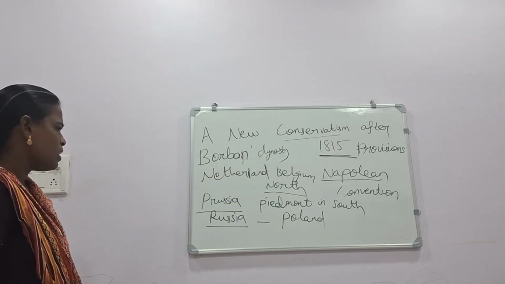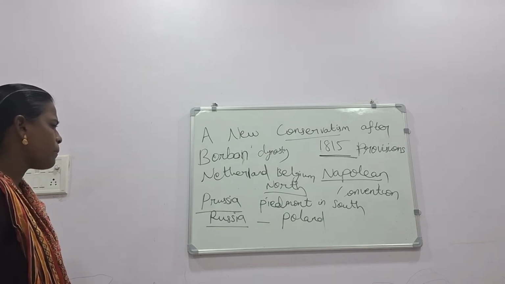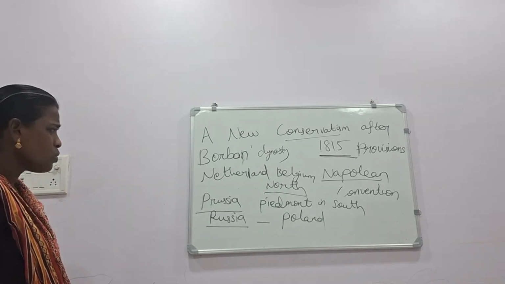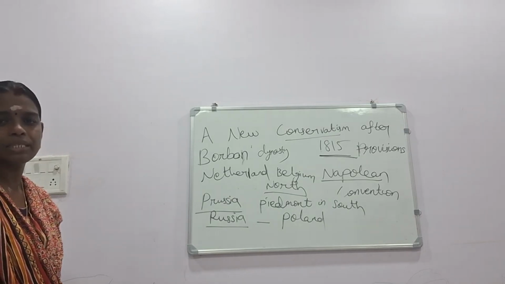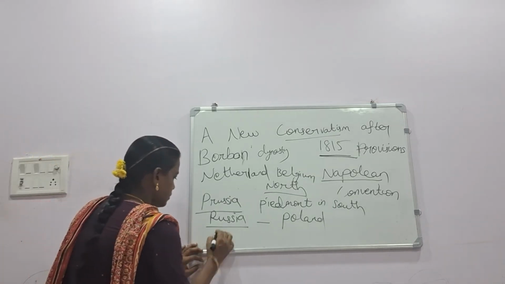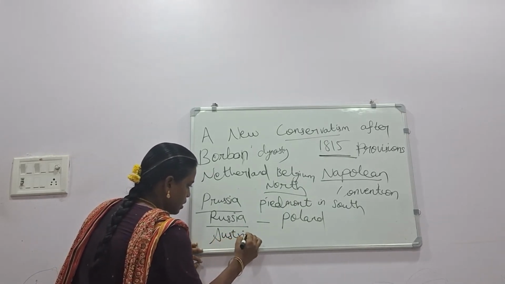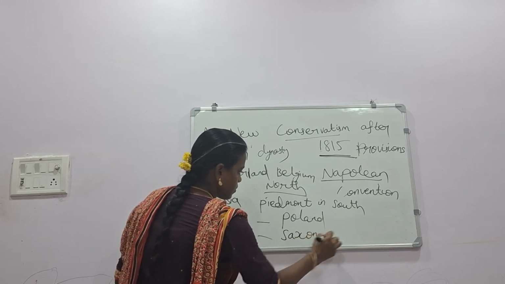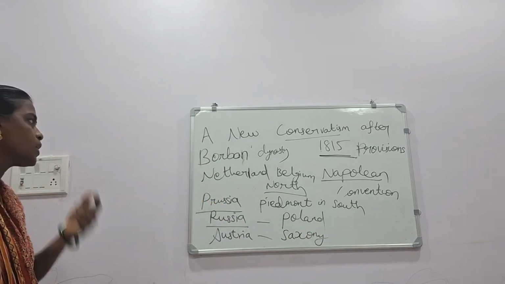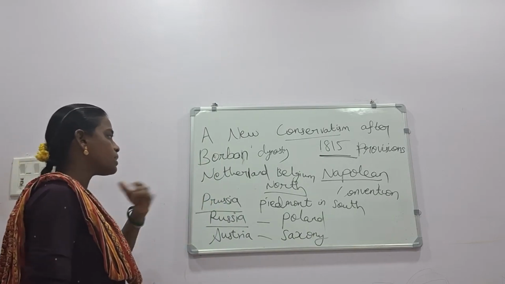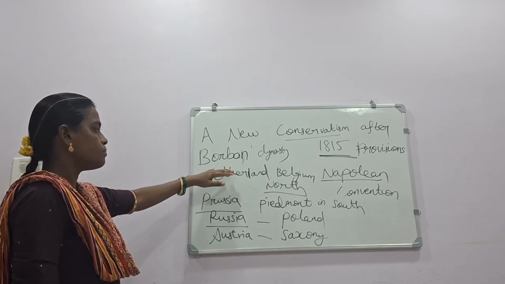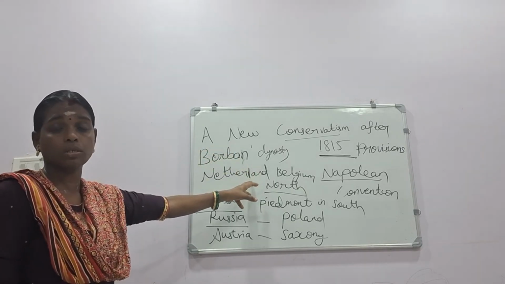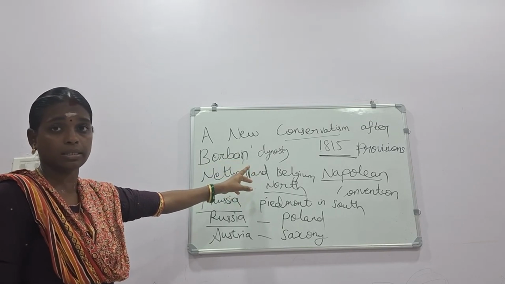Then the last thing will be Austria. Austria became a part of Saxony. So many things were done by the conservative people. Actually many changes were brought by them.